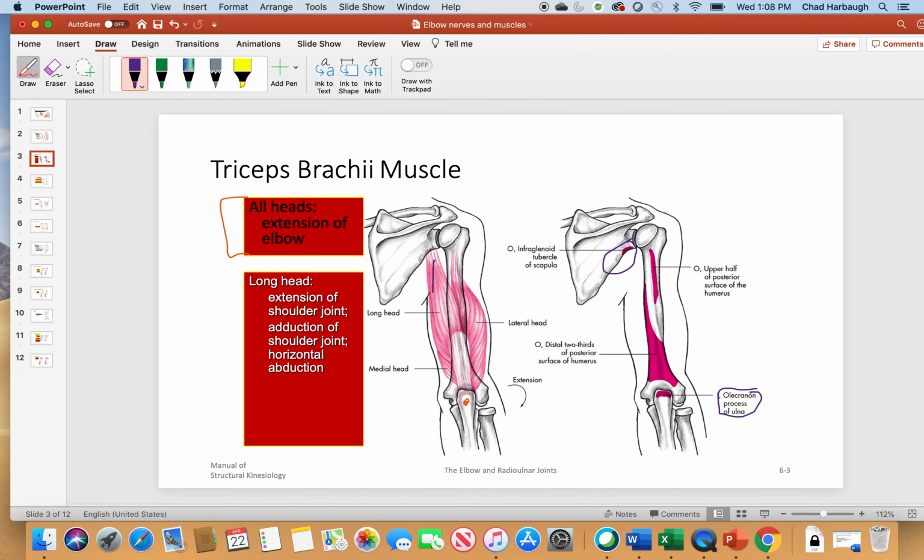The medial head, or the short head, or the lateral head of the triceps, the only difference between the two is they're going to have a different origin site, and the origin for the lateral head or the short head is going to be the upper half or the posterior surface of the humerus.